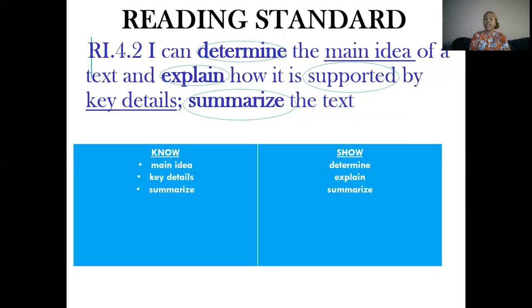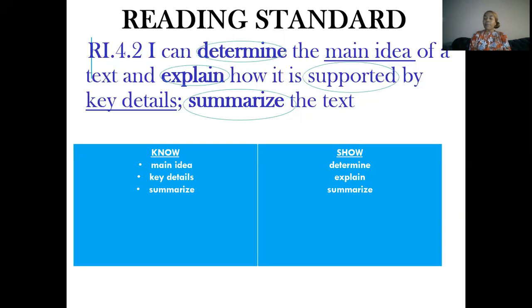Now let's discuss our nouns, which are underlined: main idea and key details. The main idea is the most important thought about a topic. It's usually one sentence. Key details provide important pieces that support the main idea.